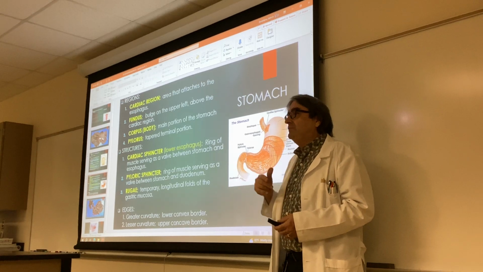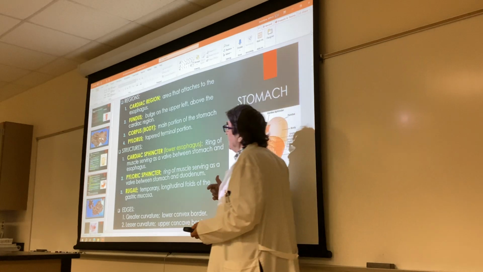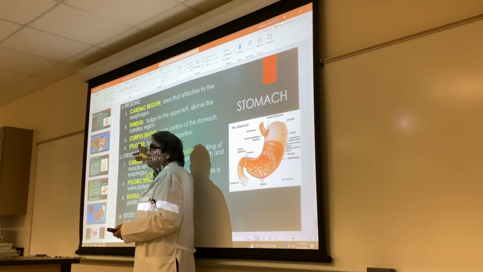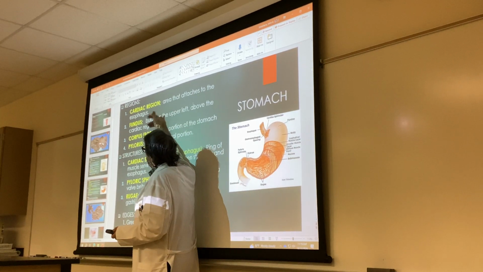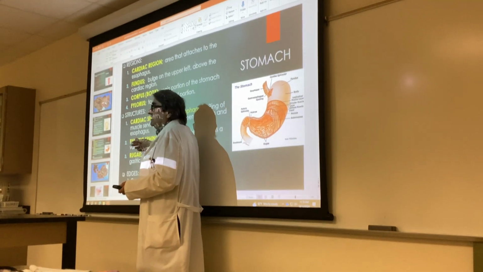Now you have to be able to identify them if we point to that. So in my class, cardiac region, fundus, pylorus. One of them is going to be on there. We get 3 questions on that specimen, by the way. Cardiac region, fundus, pylorus. Then you got the structures there.